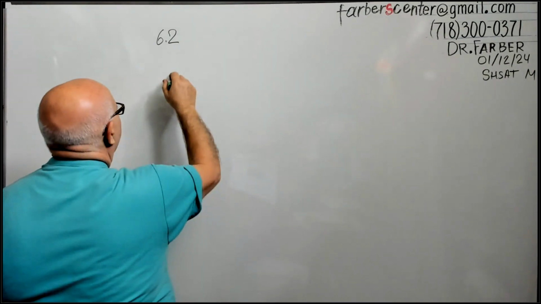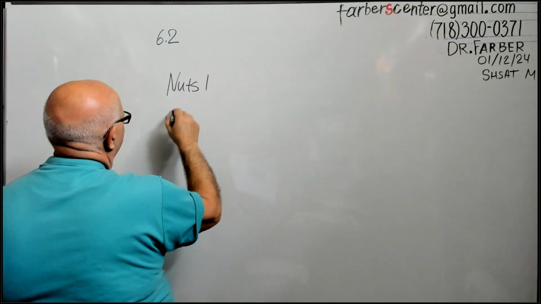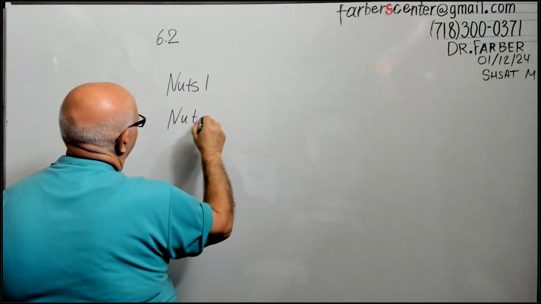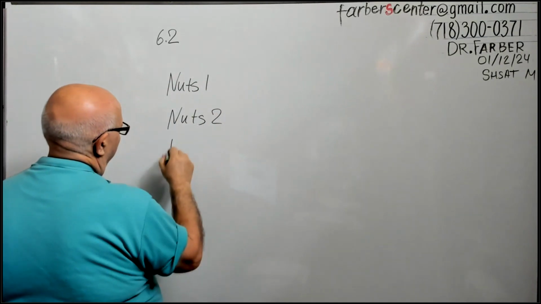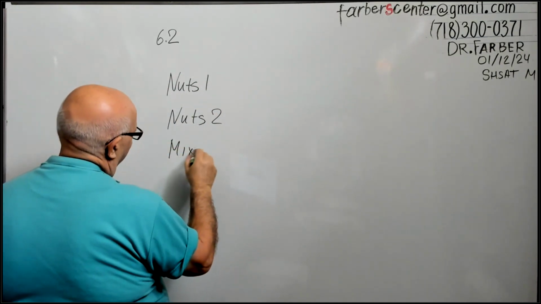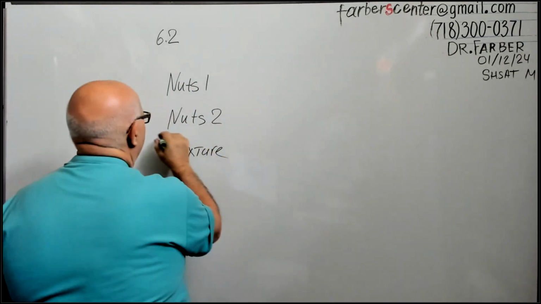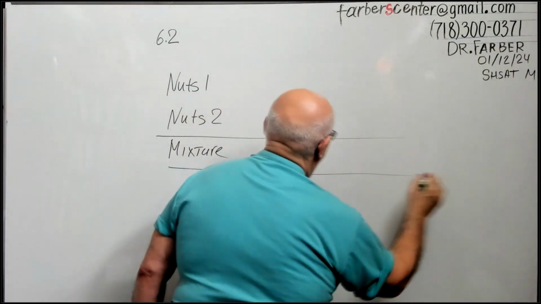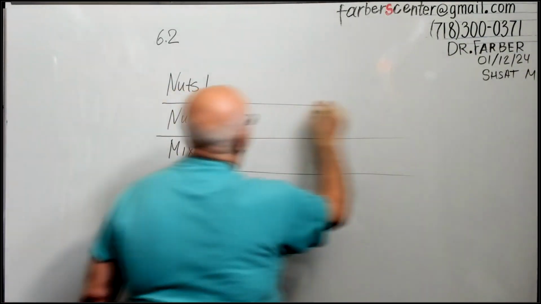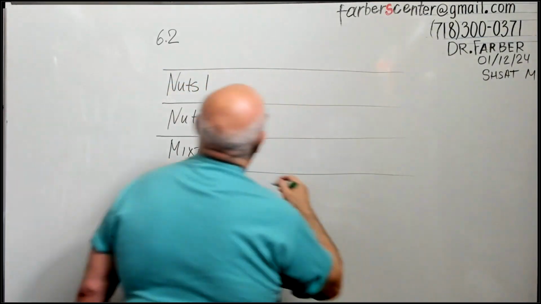They said nuts 1, and they mix with nuts 2, and they got nuts 3, or the mixture. Without thinking, like a robot, first of all, see which objects participate in this problem, and create these objects.